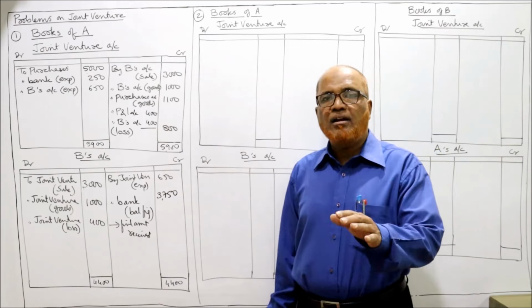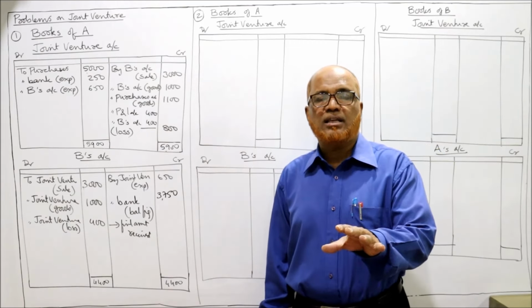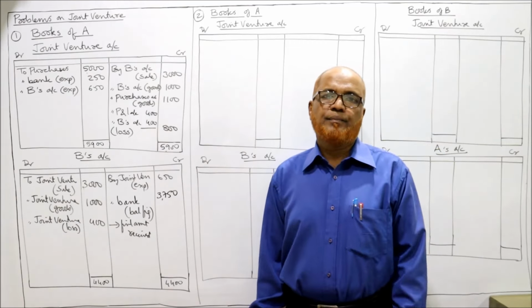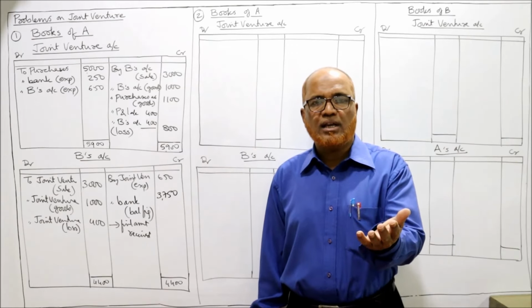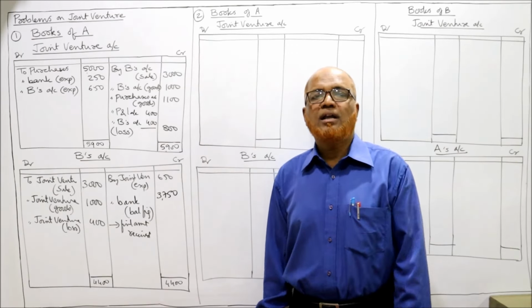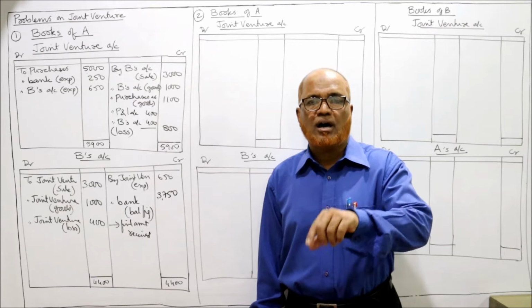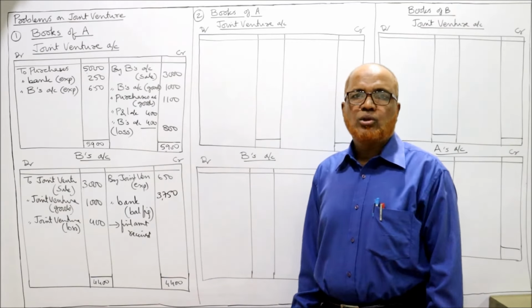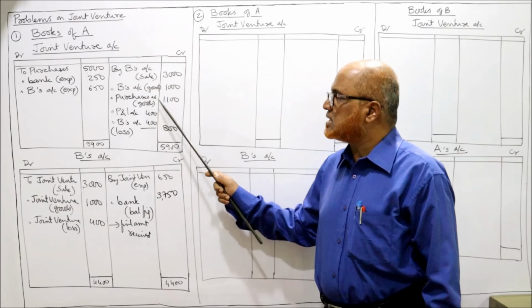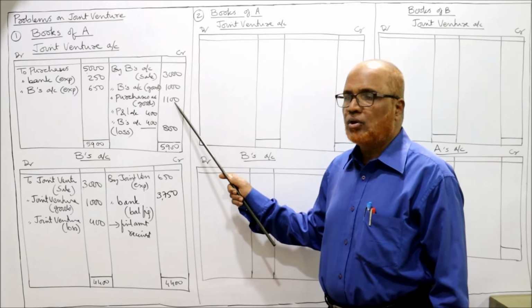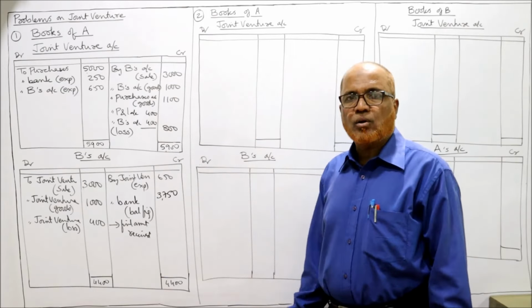And the remaining 1,100 rupees worth of goods are taken over by A. So the entry will be purchases account debit to joint venture. तो joint venture को क्रेडिट करेंगे by purchases goods taken over 1,100 rupees. All the entries are over.